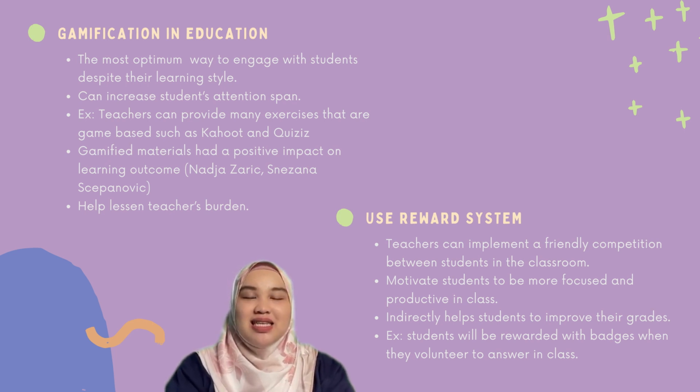Last but not least, teachers can also use a reward system in assessing students with various learning styles. They can implement a friendly competition among students in the classroom. But teachers need to be careful with the competition, as we do not want the students to compete for the sake of winning. Our aim is for the students to gain knowledge by using the competing method.